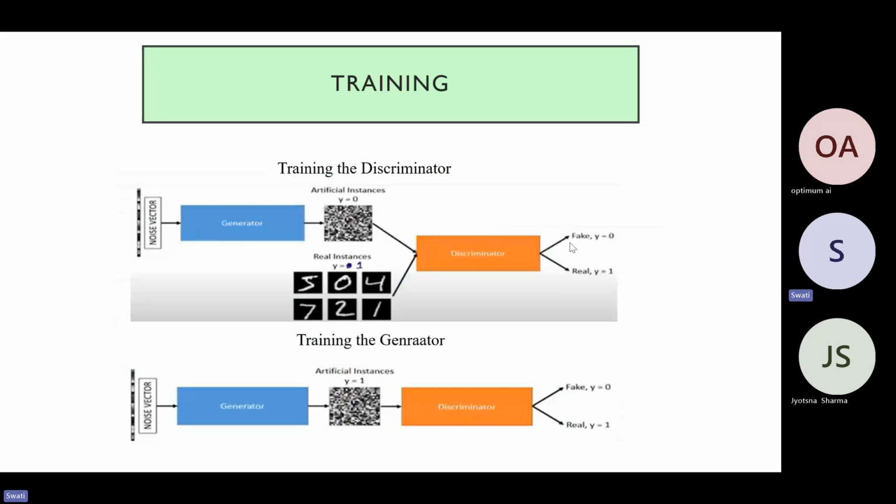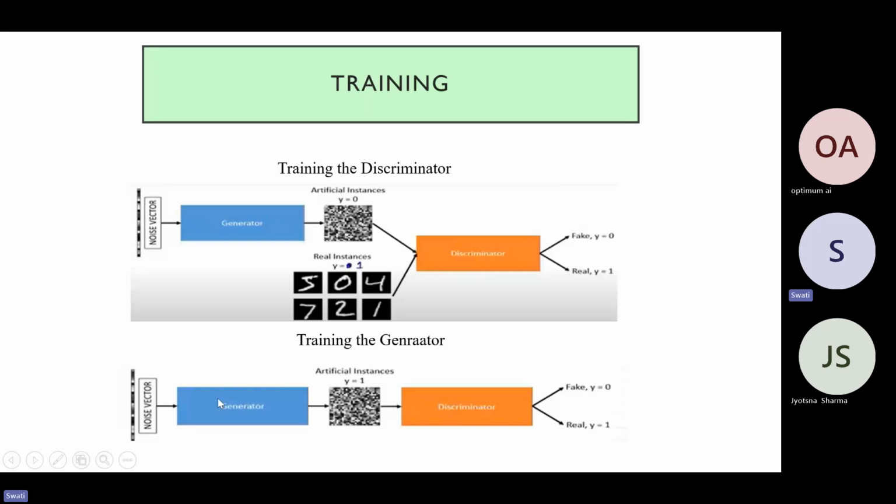And for training the generator, one more thing to remember is that while training one, we will keep the other fixed. When you train the discriminator, we don't train the generator. We will keep the generator fixed. And while training the generator, we will keep the discriminator fixed. So now you can imagine the discriminator is fixed, and now you will train the generator.